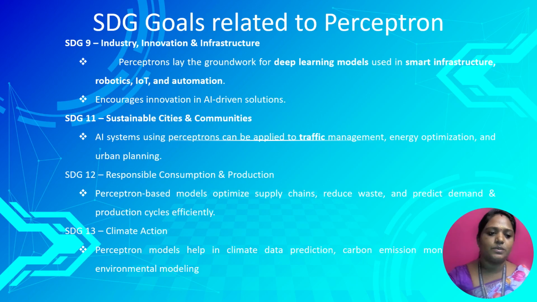Another SDG goal is 11, sustainable cities and communities. AI systems using perceptrons are also applied to traffic management, energy optimization and urban planning. Then the next goal is SDG 12, responsible consumption and production. Perceptron-based models optimize the supply chain, reduce waste, and predict demand and production cycles efficiently. Another goal is SDG 13, climate action. Perceptron models help to identify climate data patterns and predict carbon emissions based on environmental modeling.